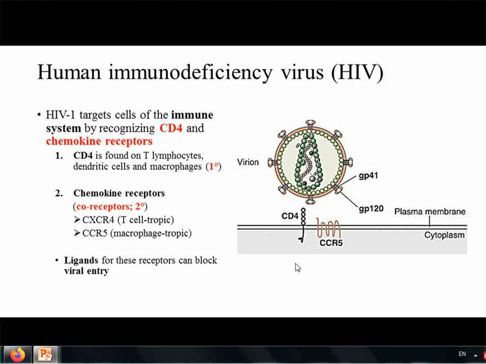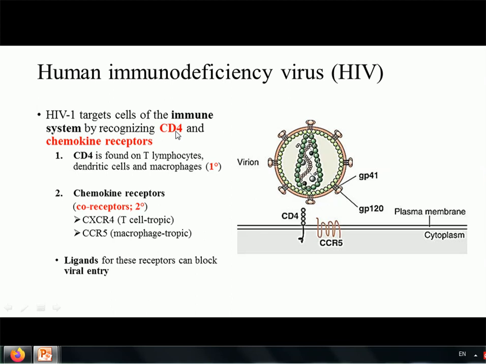First of all, human immunodeficiency virus. From the term you can already know this virus causes the host to lack immunity, that's why it is called immunodeficiency. This virus only targets host cells that have the CD4 receptor. The cells that have the CD4 receptor are T lymphocytes, dendritic cells, and macrophages. So this virus will only attack T lymphocytes, dendritic cells, and macrophages, as they have the CD4 receptor.